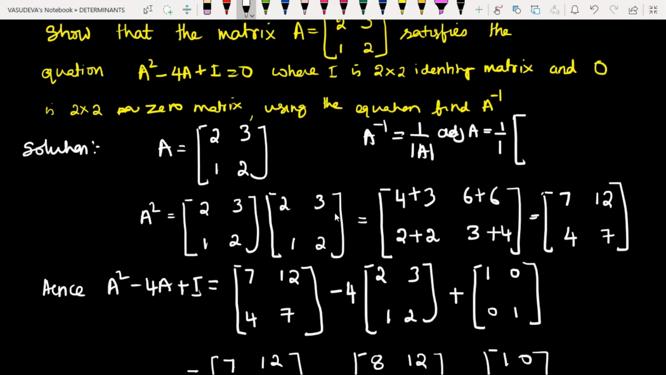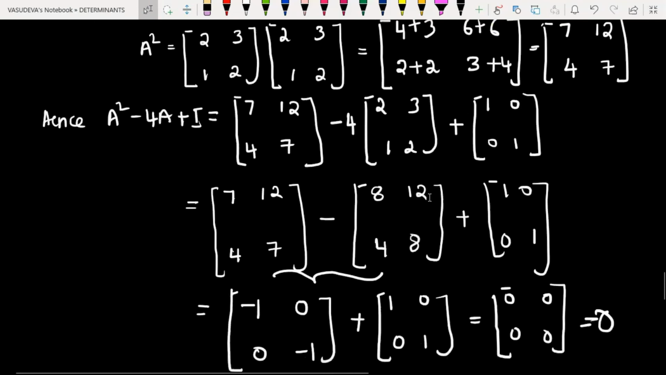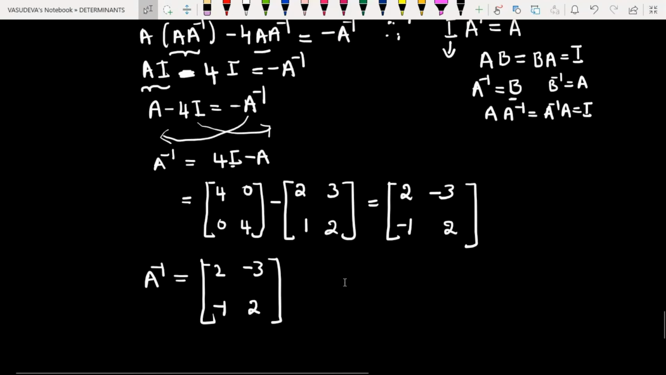So adjoint of A, changing the sign of the elements of the principal diagonal. So 2 2 is there, therefore 2 2 same. And changing the sign of the other diagonal, minus 1 minus 3. So this is [2 -3; -1 2]. This is the inverse of a matrix that we know how to find out. But here we have used the equation. Just compare this A inverse with this result, this is same. So here we have used the equation.